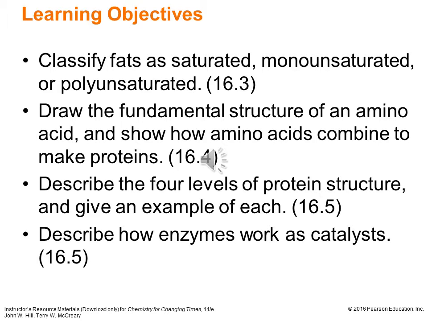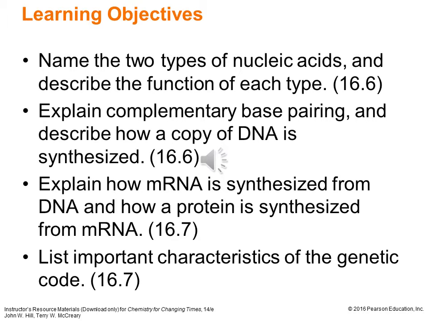We'll draw the fundamental structure of an amino acid and show how amino acids combine to make proteins. We'll describe the four layers of protein structure and give an example of each. And we'll describe how enzymes work as catalysts. We'll also name the two types of nucleic acids and describe the function of each type. We'll explain complementary base pairing and describe how a copy of DNA is synthesized. We'll explain how mRNA is synthesized from DNA and how a protein is synthesized from messenger RNA. And we'll list important characteristics of the genetic code.